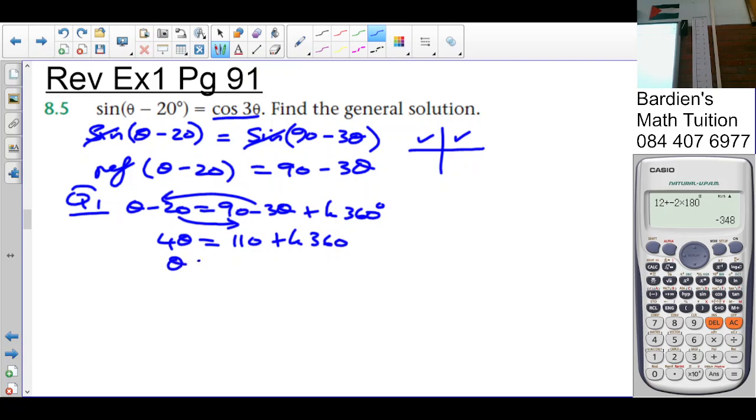Divided by 4, so theta is equal to, divided by 4, 110 is 55. 55 divided by 4 is 27.5. No? 27.5 degrees plus k times 90. Okay, so that's quadrant 1. And let's go with quadrant 2.